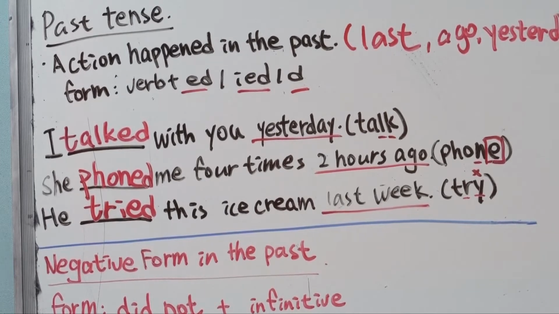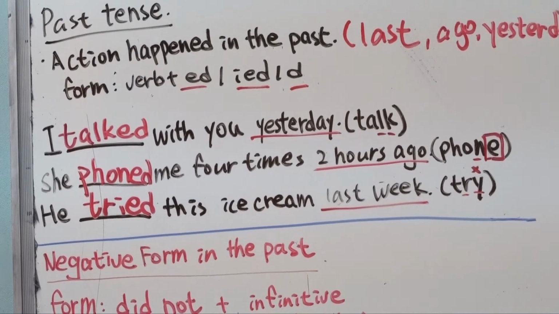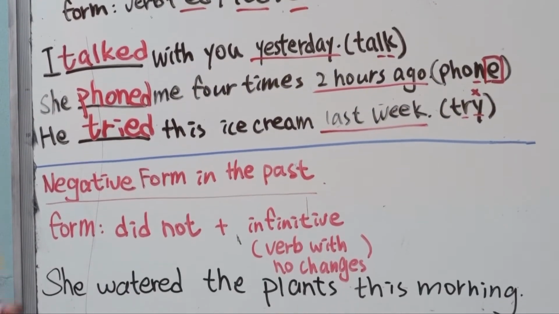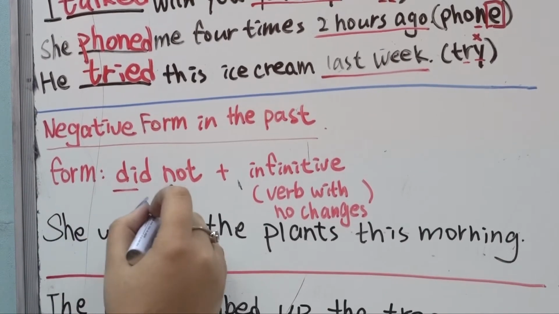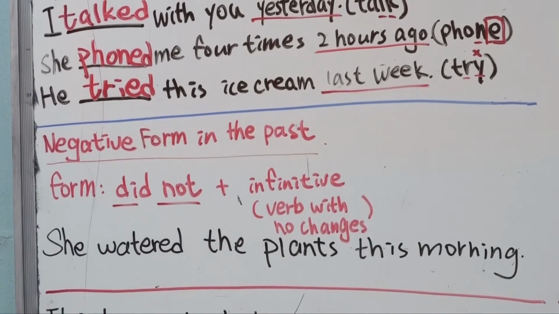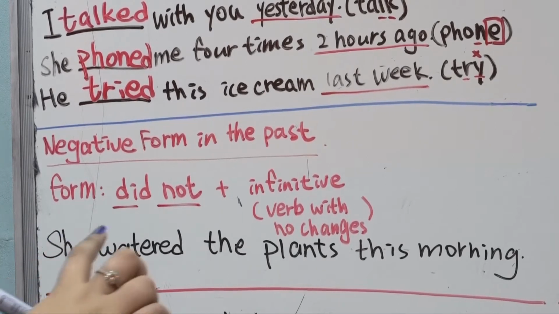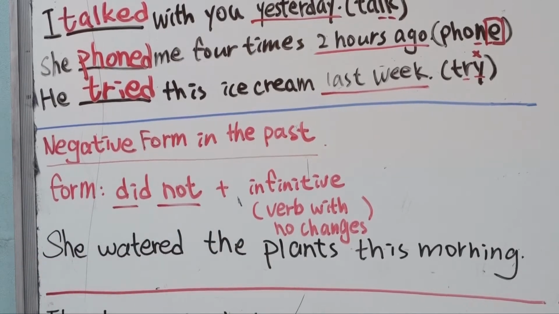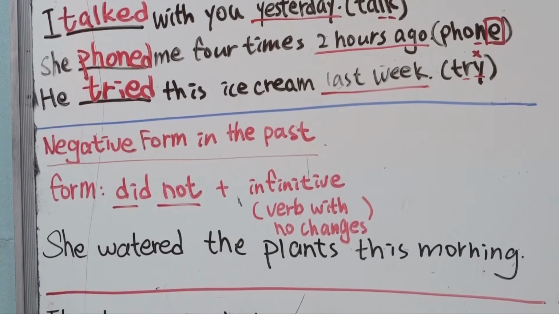Last lesson, we learned how to form a negative sentence in the past, right? Remember? So basically, we add did, not, and infinitive, right? To form a sentence in the past. What is an infinitive? What is an infinitive? Infinitive is verb with no changes.